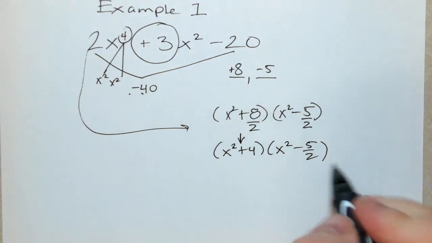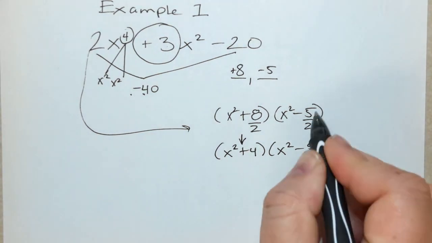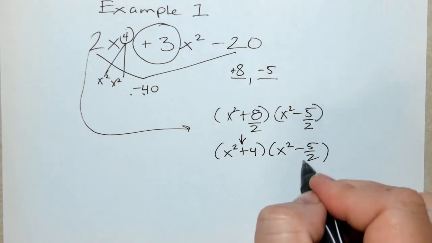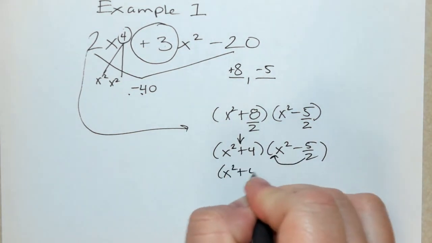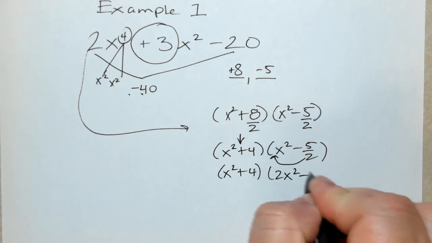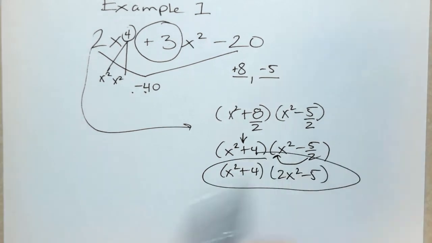It's not possible. But in back here, since we're unable to simplify this fraction into an integer, I'm going to take the bottom number and push it up. x squared plus 4 and 2x squared minus 5. This will be factored form.